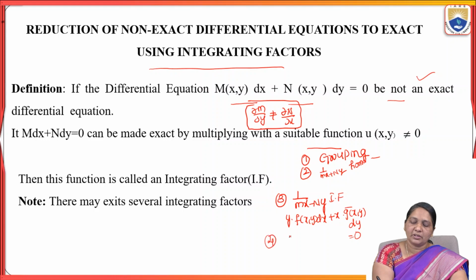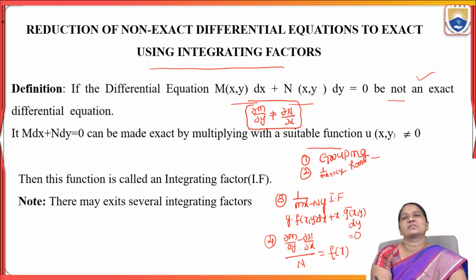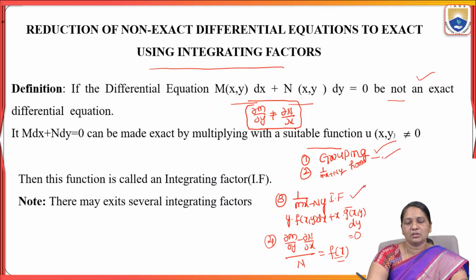Next, coming to the fourth method, we have (dou M by dou y minus dou N by dou x) by N, which should be equal to f of x. That means it is a continuous single variable function, with only x terms. This is method 4. All these methods were discussed in previous videos, so please go through them for better clarity. If the given equation does not belong to method 1, 2, 3 or 4, we are going to follow method 5.